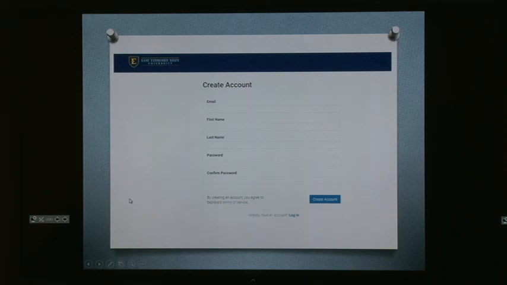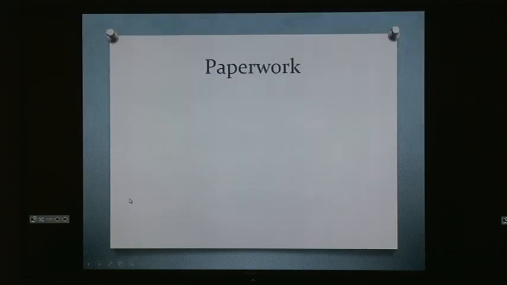If you do forget it, they do have a recovery feature, but it will take your ETSU info. So email, ETSU email if you want. You can use any other email if that works better for you, work email, whatever. First name, last name, password, and then confirm your password. That will create your account. Let me see what I do here.